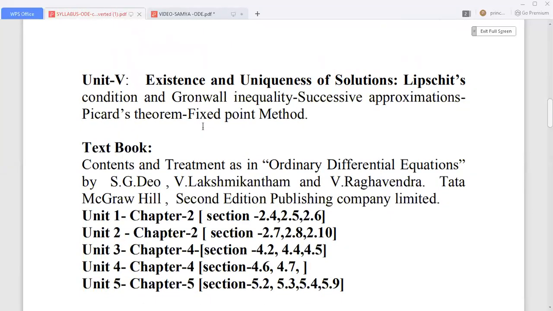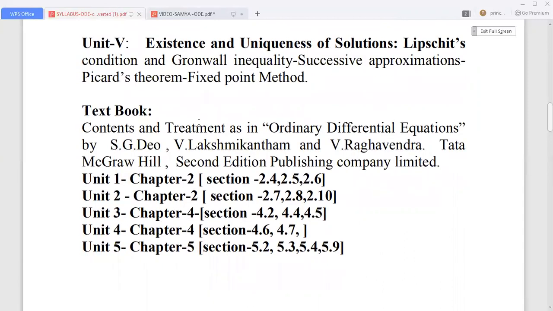Unit 5: Existence and uniqueness of solutions. Lipschitz condition and Gronwall inequality. Successive approximations. Picard's theorem. Fixed point method.